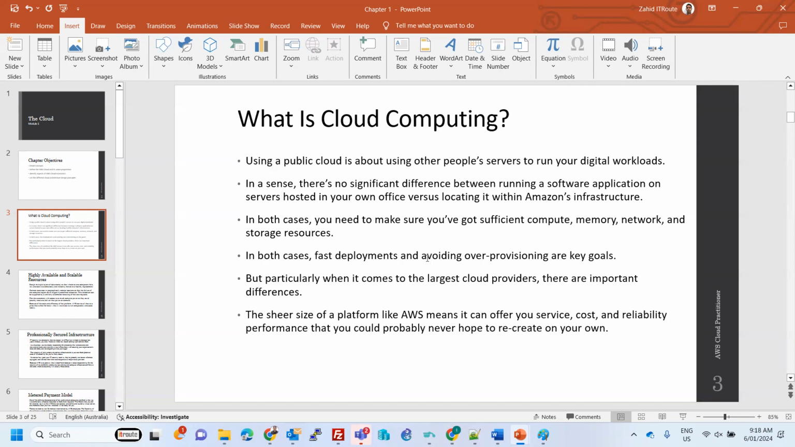In both cases, fast deployments and avoiding over-provisioning are key goals. So it's faster. But particularly when it comes to the largest cloud provider, there are important differences. The sheer size of a platform like AWS means it can offer you service, cost, reliability, and performance that you could probably never hope to recreate on your own. That means they have a huge infrastructure. So even if your company is a very large company with complex infrastructure, they can still deploy something in AWS.